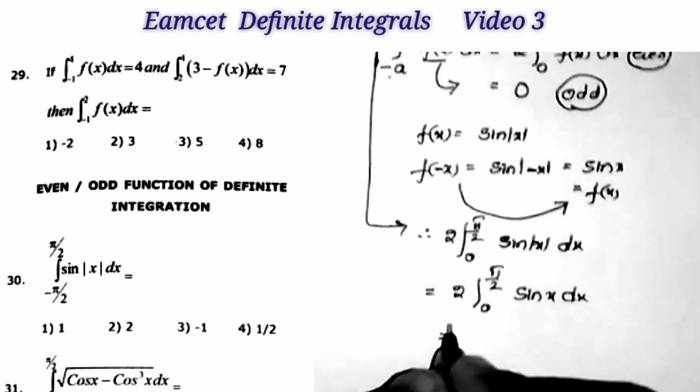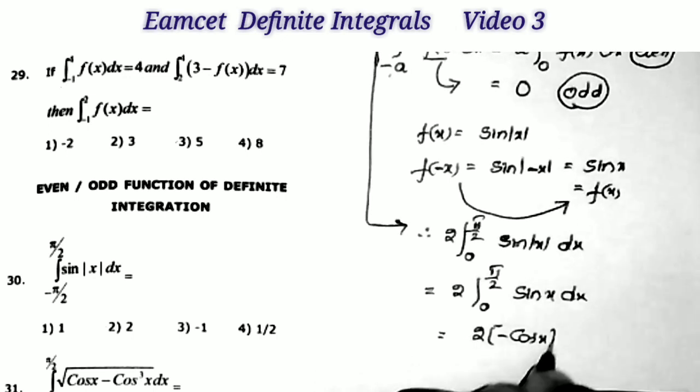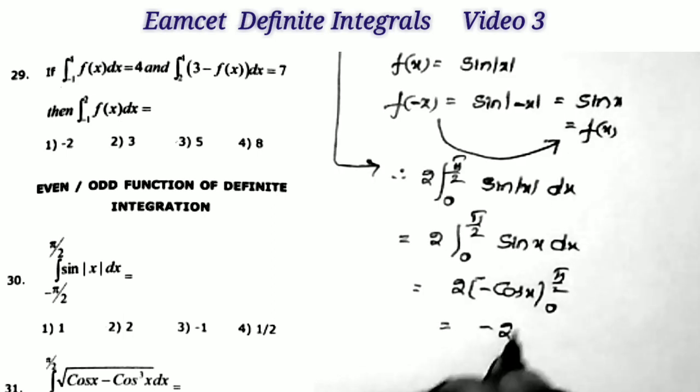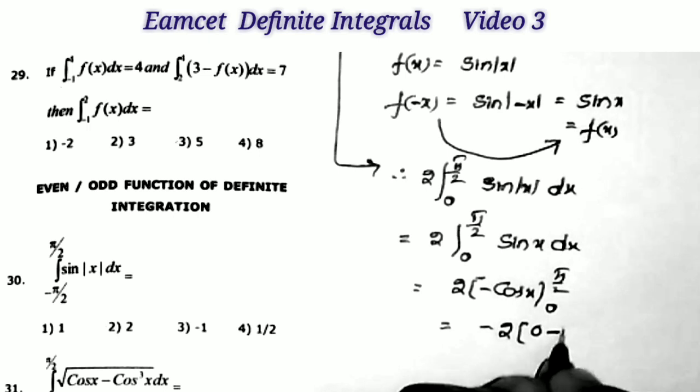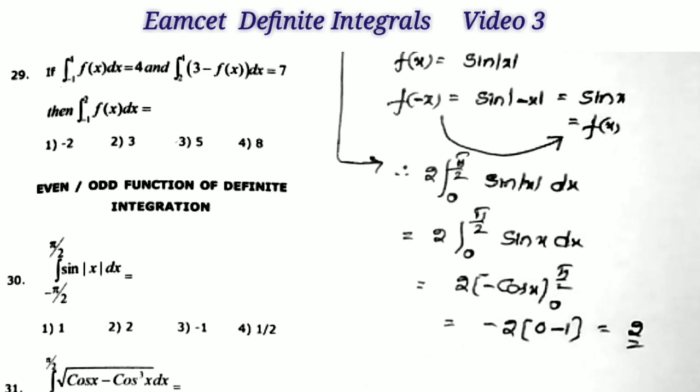Now taking the integration and replacing the values. What is the integration of sin x? Minus cos x, where the limits are 0 to pi by 2. This is minus 2 into replacing the limit values: cos 90 is 0, minus cos 0 is 1. Therefore the answer is equal to 2, and that is the second option.